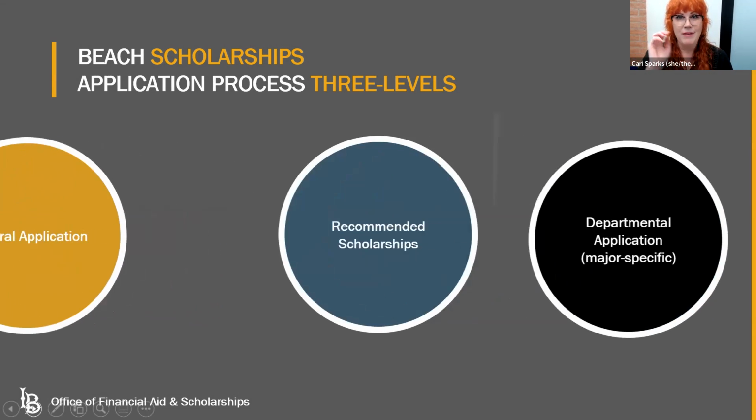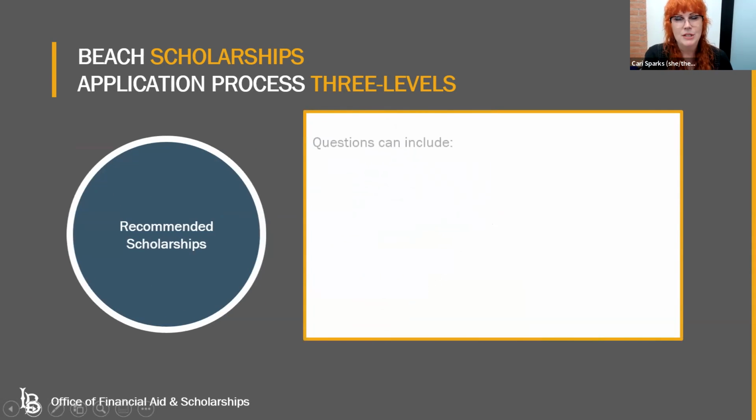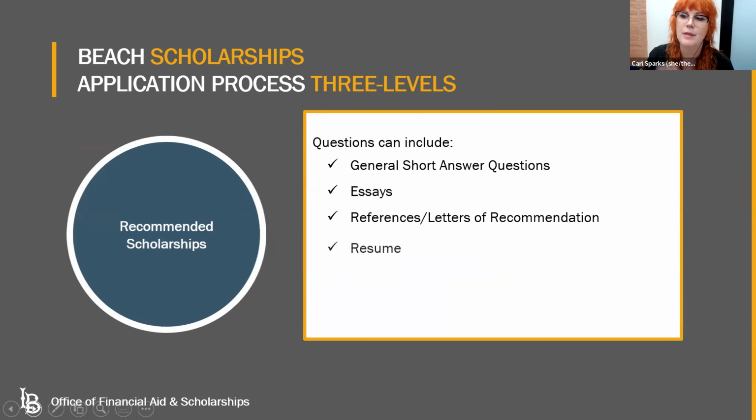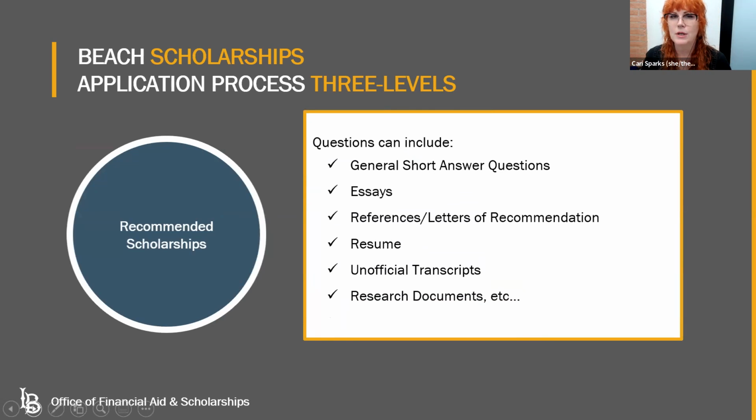All right, so we have application series number 1, which is the general application. We have application series number 2, which is the departmental or college level application. And the third and last step would be recommended scholarships. So this is a scholarships list that is built based on the checkboxes that your student has selected during the whole application process. So that goes towards the please select all that apply that I talked about at the top of this presentation.